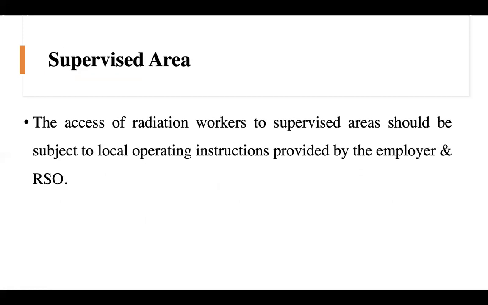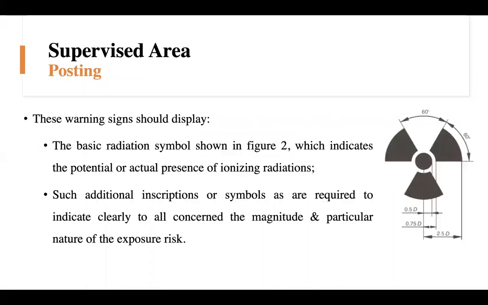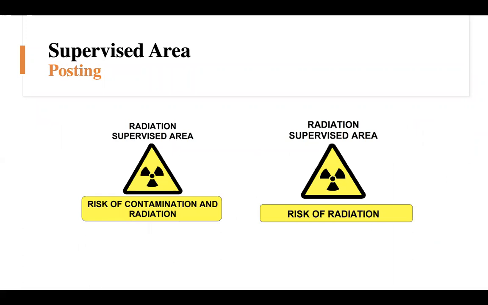The access of radiation workers to the supervised area should be subject to local operation instructions provided by the employer and the RSO. This is what we said, it's just repeated. The warning sign, the same way, should include the radiation sign and a description, the same as for the controlled area. This is the radiation supervised area. The sign includes all needed information, just to show people you are in a supervised area, or in a controlled area.